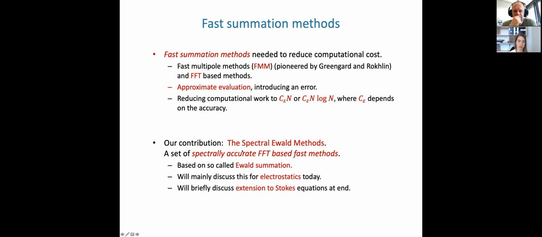So our contribution to all this is a set of the spectral Ewald methods, and that's a set of spectrally accurate FFT-based methods. And these are based on so-called Ewald summation. That was one of the unknown, maybe, words in the title. So I'll tell you what that is. And I'm going to mainly discuss this for electrostatics today. And I will briefly mention the extension to Stokes equations at the end.